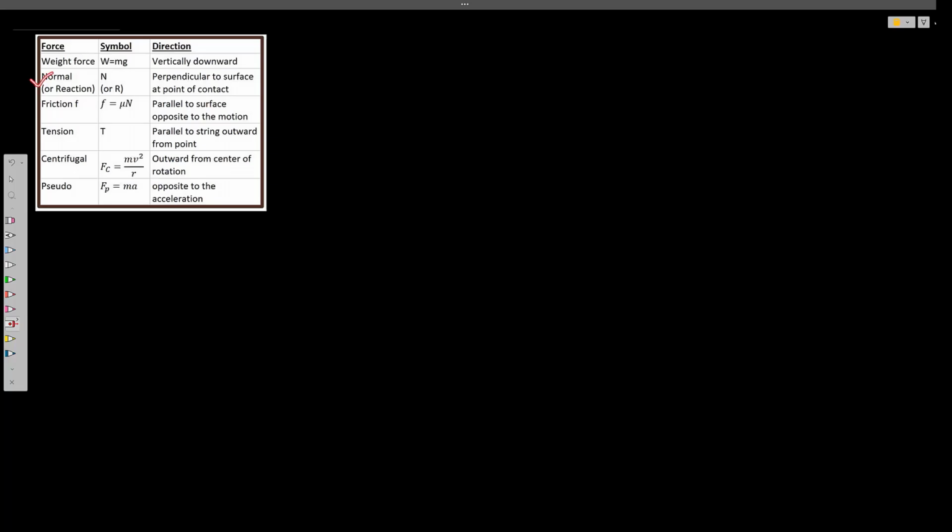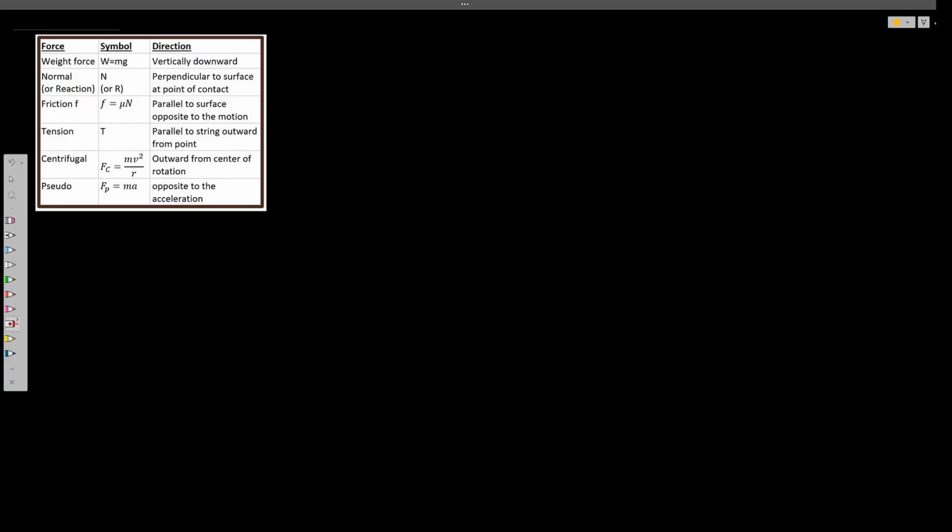So these two forces depend on the surface. Surface vertical હોય તો friction force will also be vertical. Normal force will be horizontal. If the surface is horizontal, then friction force is horizontal and normal force will be vertical. Correct? Okay. Next one, tension. Parallel to the string, outward from the point.